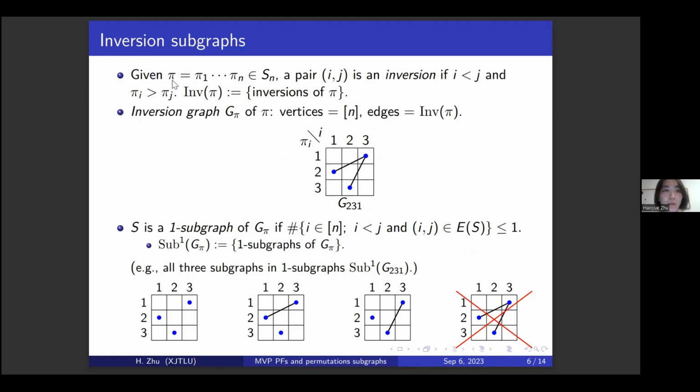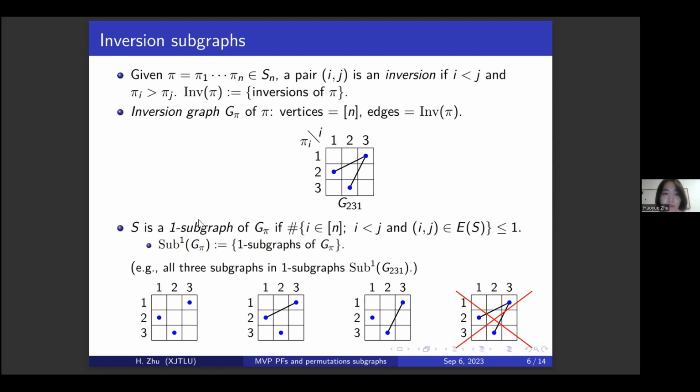If we know the permutation pi 1 to pi n, and we find the index i is less than j, but pi i is larger than pi j, we say the pair ij is an inversion. For example, here in this graph, you can find index 1 is less than index 3, but pi 1 is 2 and pi 3 is 1, so 2 is larger than 1, and we say this pair ij, 1, 3, is an inversion. And here we use this notation to denote all the inversions of pi together. And the definition of the inversion graph G pi is very easy: just collect all the inversions together, and we get the inversion graph.